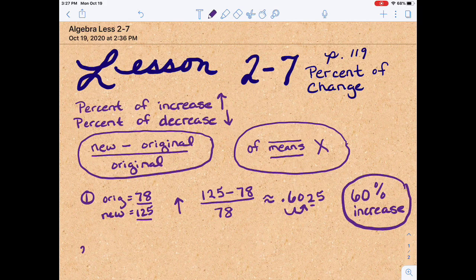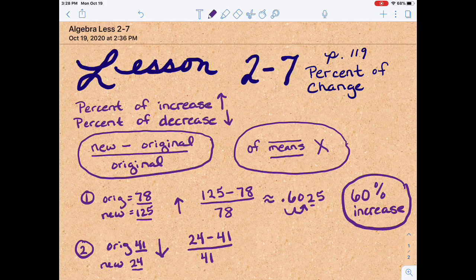Okay, let's do number 2. Our original is 41 and our new is 24. Since our new is 24, this is a decrease because it is less than the original at 41. But we're going to do the new, 24, minus 41. See, that gives us a negative number that'll tell us decrease also. And we're going to divide that by our original of 41.